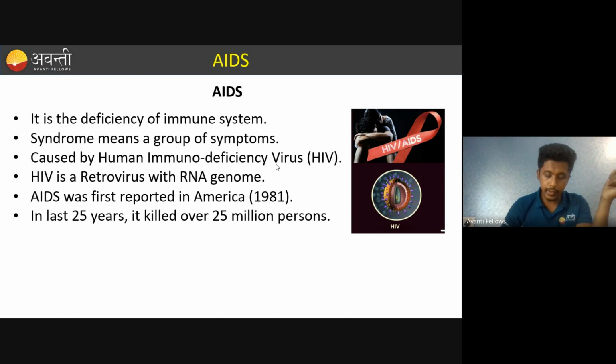So when we talk about the disease AIDS, it's quite different. Why it's quite different is because the term acquired immunodeficiency syndrome means it shows multiple symptoms or a group of symptoms. So how do I explain this in a very simple manner?